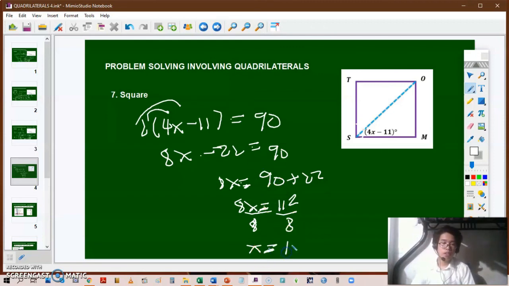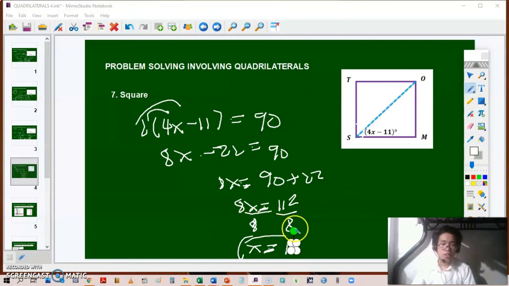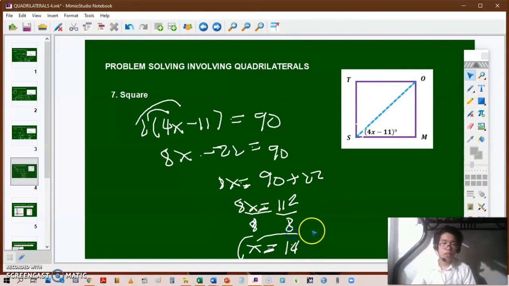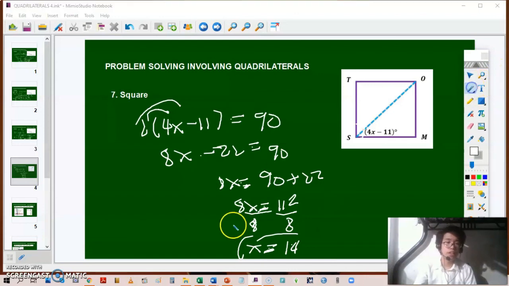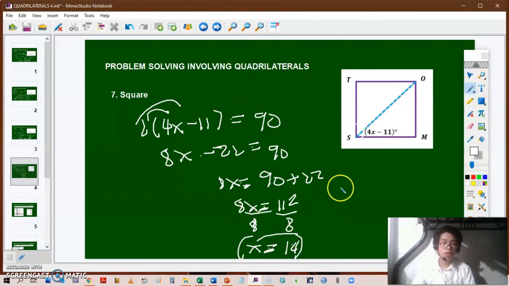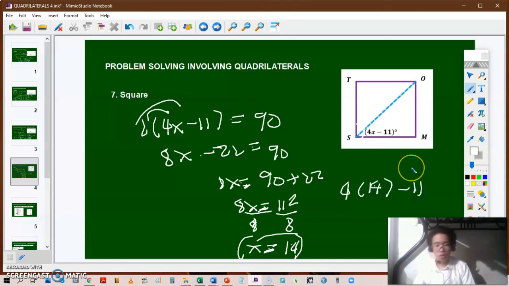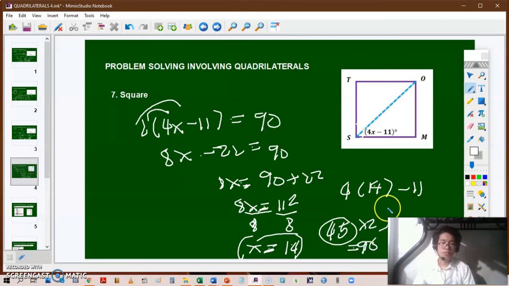So there you go, the value of x is 14 degrees. And if you substitute the value of x into 4x minus 11, you're going to get 4 times 14 minus 11. So 4 times 14 is 56, minus 11, you get 45 degrees. And there you go. That means if you multiply that by 2, you get 90 degrees, which is the measurement of angle S.